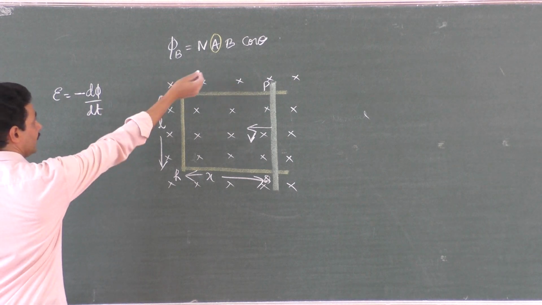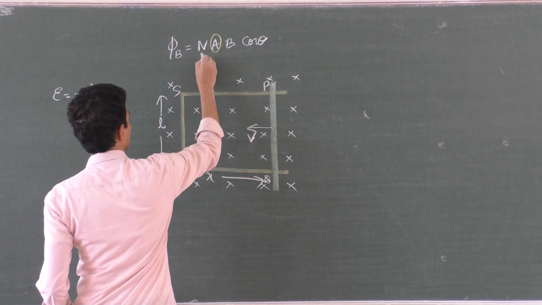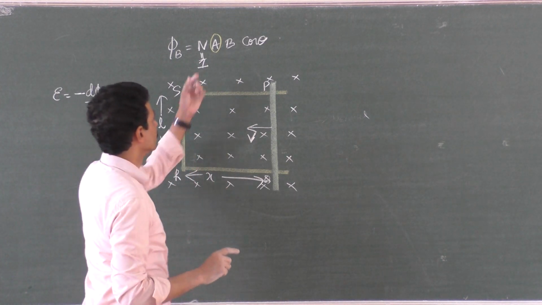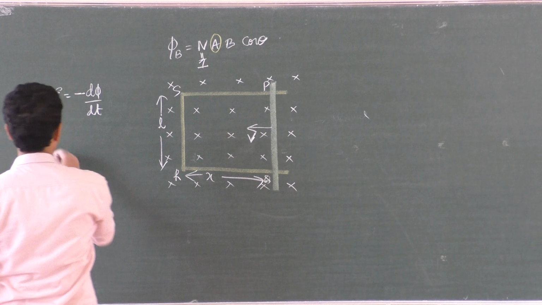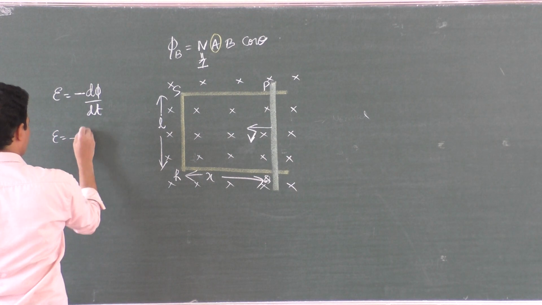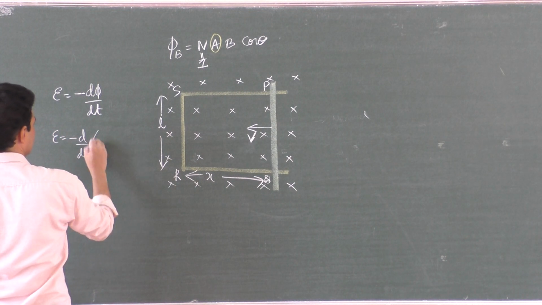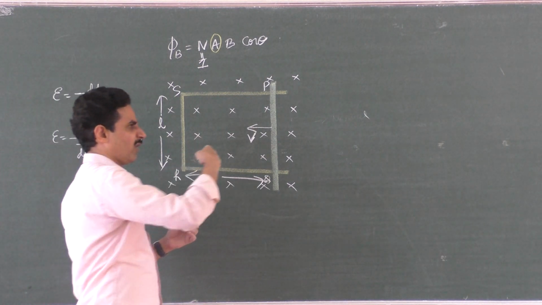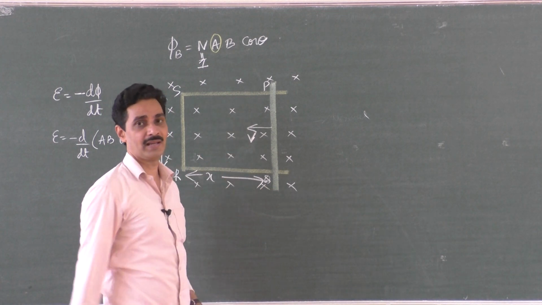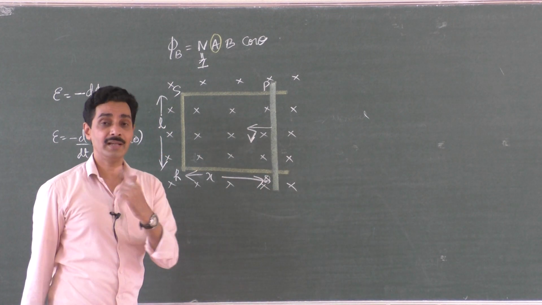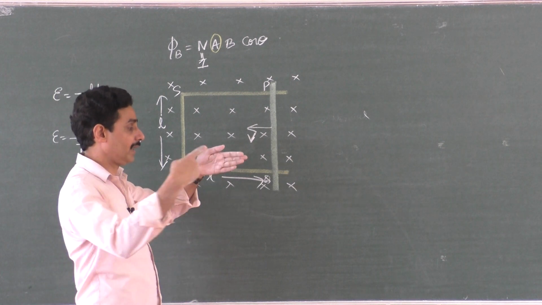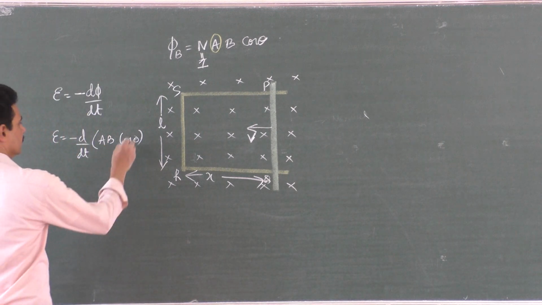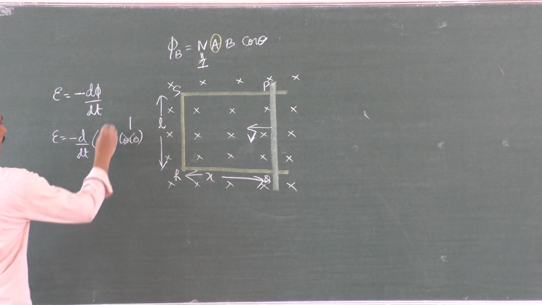Now, what is phi? Phi is nothing but this one, but here n is equal to 1. We have only one frame, right? One frame, only one turn of the coil. So, A B cos theta. So, shall I write E is equal to minus d by dt of A B cos 0? Why cos 0? Normal to the coil and the magnetic field, both are in the same direction. It is not the angle between the coil and the magnetic field. Normal to the coil and magnetic field, both are in the same direction. Theta is 0, cos 0 is 1.